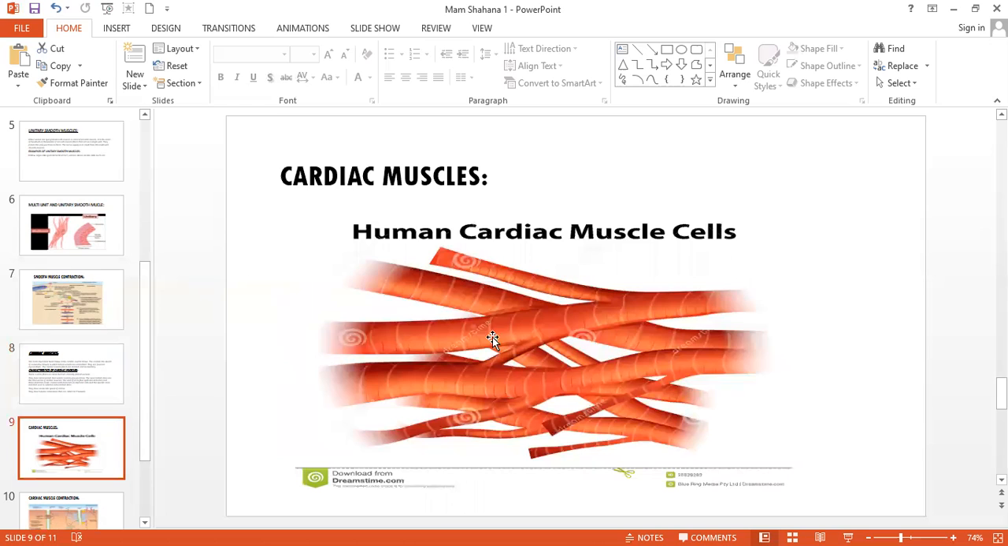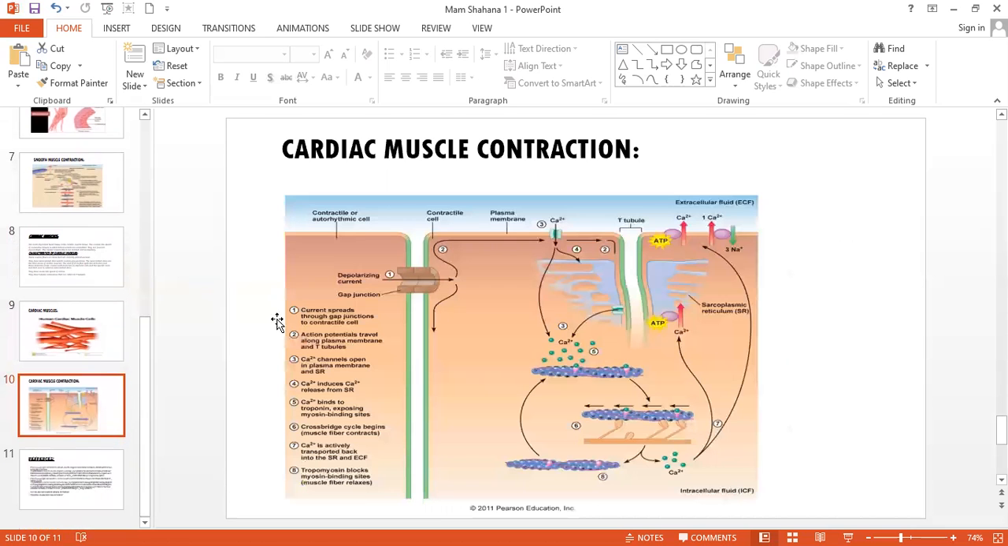In this diagram, we can easily see the branches of the cardiac muscles, how the branches arise and then extend into another one, and they have the gap junctions and the T-tubules. In this slide, we talk about cardiac muscle contraction. We will go through the cardiac muscle contraction step by step.